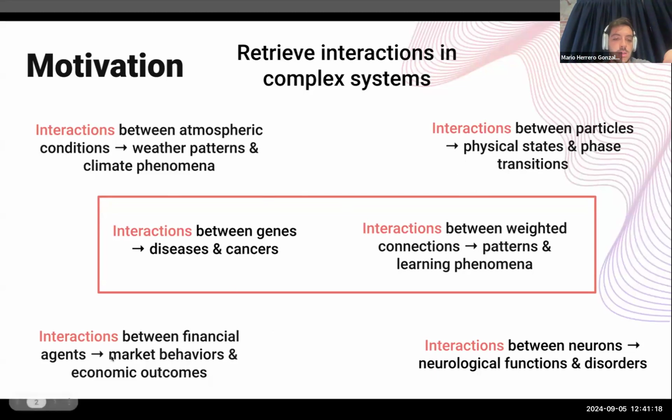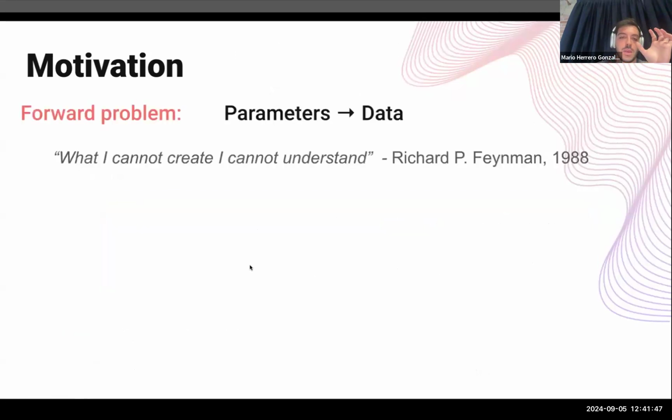Between financial agents, we will have the market behaviors and economic outcomes. And the interaction between neurons will give us our neurological functions and disorders. But more specifically, for this application case, we are going to treat these two patterns of interactions: interactions between genes and diseases and cancer, and interactions between weighted connections that result in the patterns and learning phenomena. So this is basically what ML mainly does, and we will try to retrieve these ones.